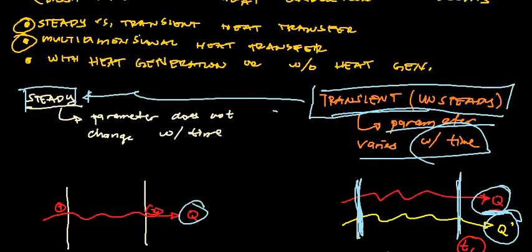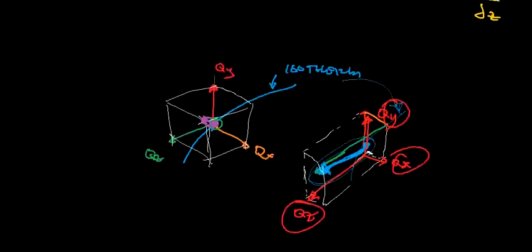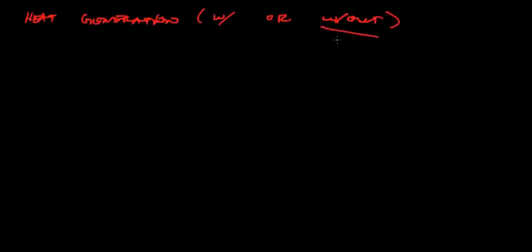Let's now move on to our next classification, which is with or without heat generation. In some of our heat transfer problems, we may encounter heat generation. At the same time, we also have problems with no heat generation. So this time it is either with or without heat generation.